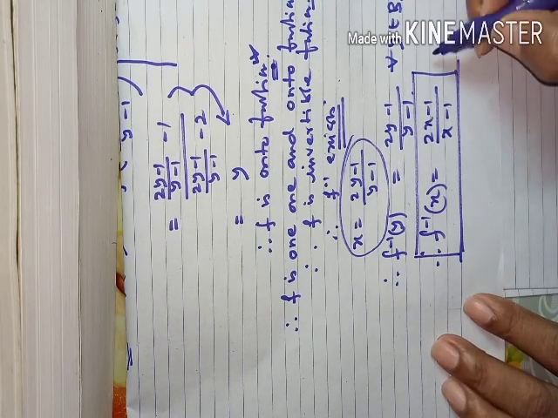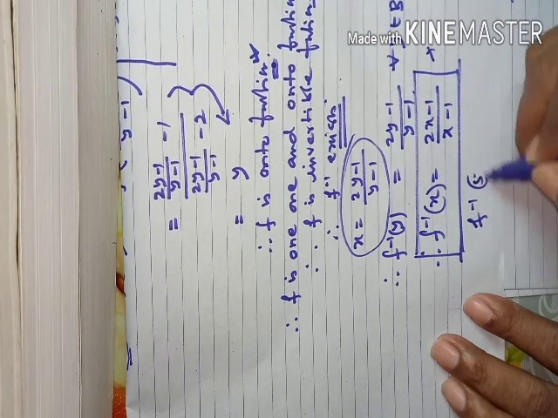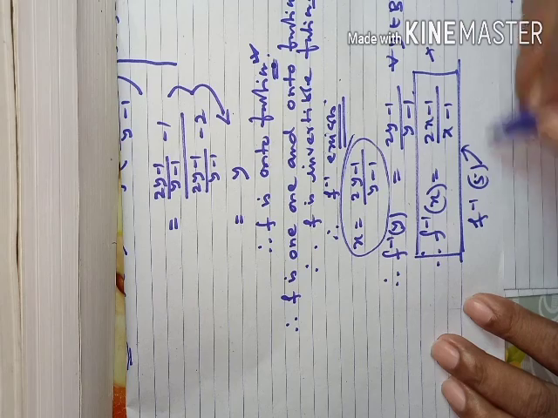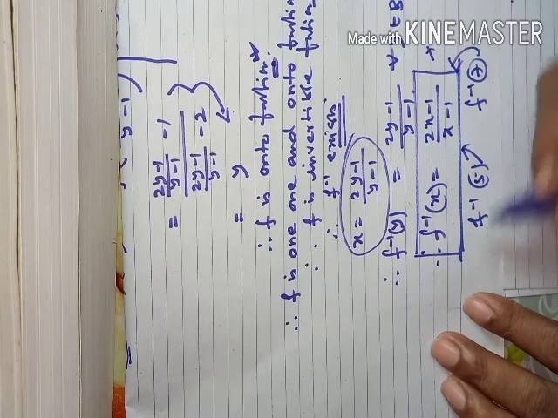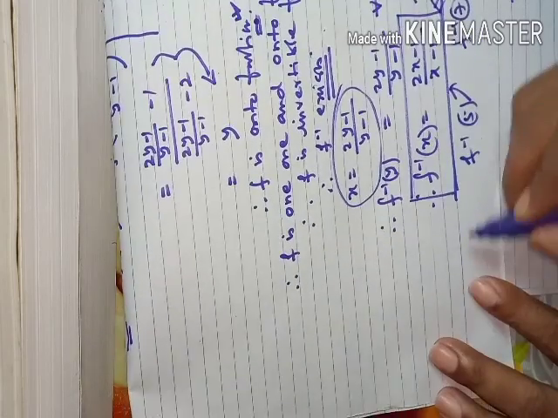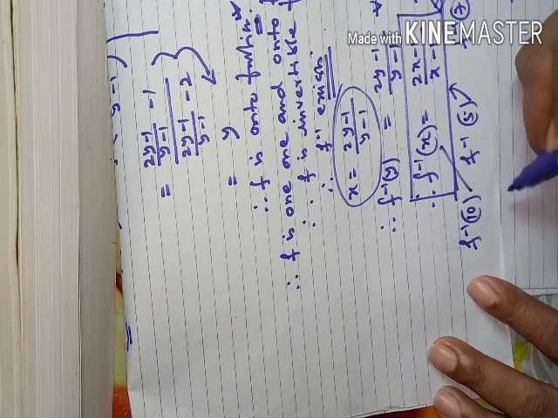From here, suppose you want to find f inverse of 5, then you put x equal to 5. Suppose f inverse of 7, you put 7. Suppose f inverse of 10, I put x equal to 10 like that.